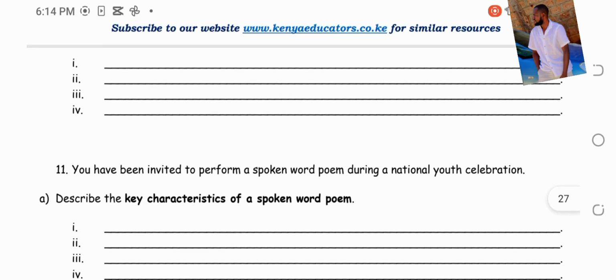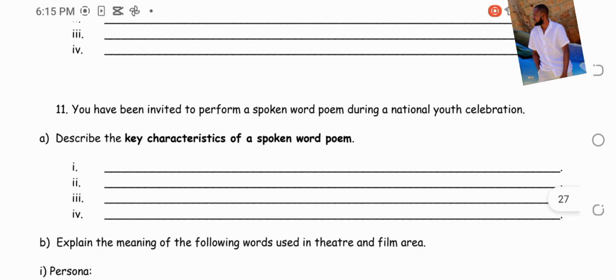You have been invited to perform a spoken word poem during a national youth celebration. A. Describe the key characteristics of a spoken word poem. So, characteristics of spoken word, we have performance based, we have rhythmic or rhythms, use of emotions or emotional, then message driven.